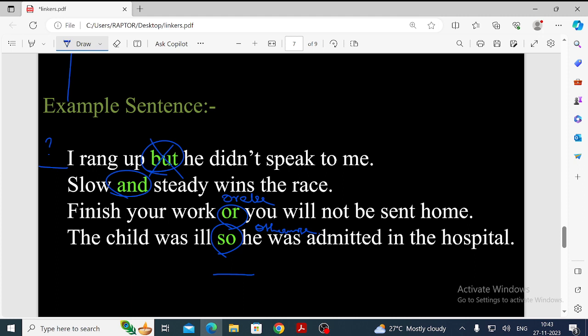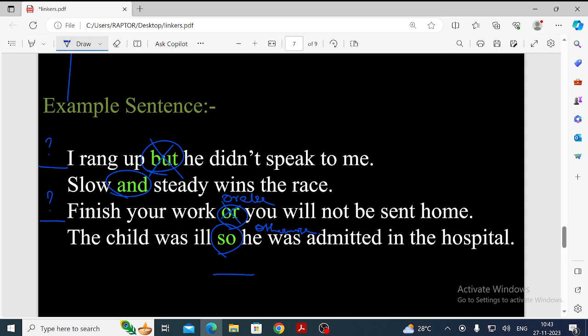If it is not a coordinate conjunction, they have given a subordinate conjunction blank. Dash finish your work, you will not be sent home. What should be your right answer? Options are if, unless, as, though. Unless. Okay. Unless you finish your work, you will not be sent home.